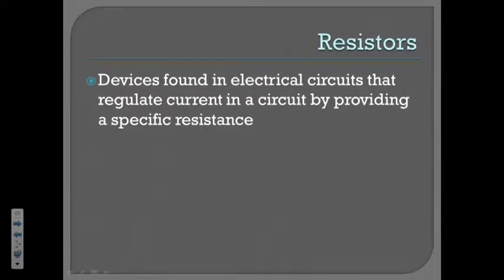And we've got all these different types of resistors, devices found in electric circuits that regulate current in a circuit by providing a specific resistance. So sometimes the things you plug into the wall have too much current, and there are resistors placed inside of your electronics that slow down those electrons before they actually get into the electrical circuits, and it can end up harming different parts of your electronics if you don't have those resistors in there. And usually they're put in by the factory long before you get them.